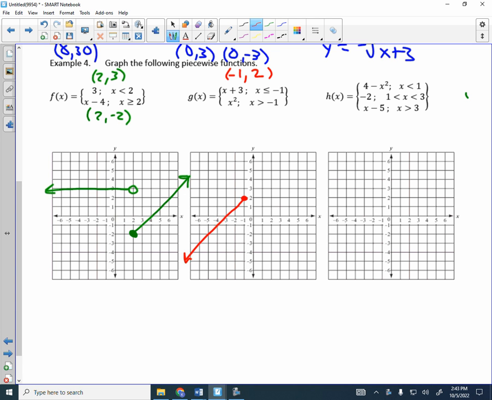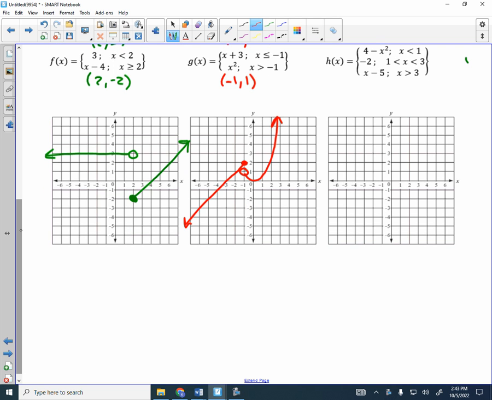Okay? And then I do the x squared graph. I plug in -1, -1 squared, 1. So that's -1, positive 1. Open circle or closed circle? And I drop down and I come back up. Is that okay? Good job. Here's the last one.